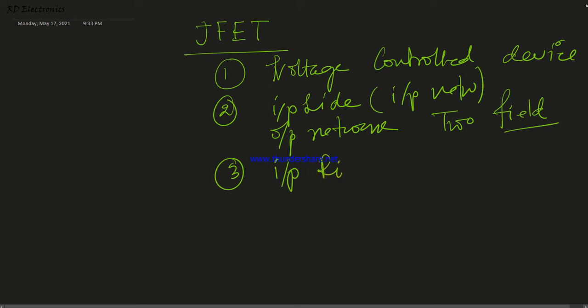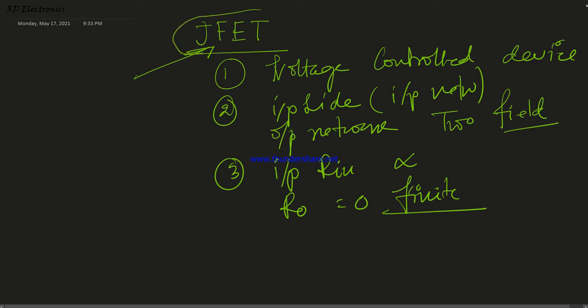Third one is the input impedance. The input resistance R input in a JFET is very high, that means infinity, but the output impedance is very low, that means 0 or a few ohms. So that's why JFET is known as a junction field effect transistor. The operation of this device depends on the input field, that means voltage.